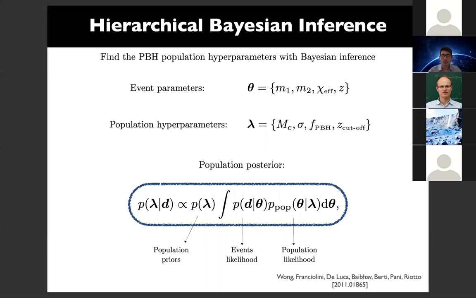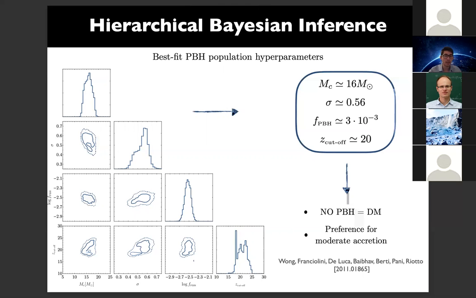The result of this inference is provided by this corner plot, in which we see all the possible correlations between the set of hyperparameters considered. But if we just focus on the marginalized posterior, we can consider the values at which these posteriors peak. And those are reported in this box.